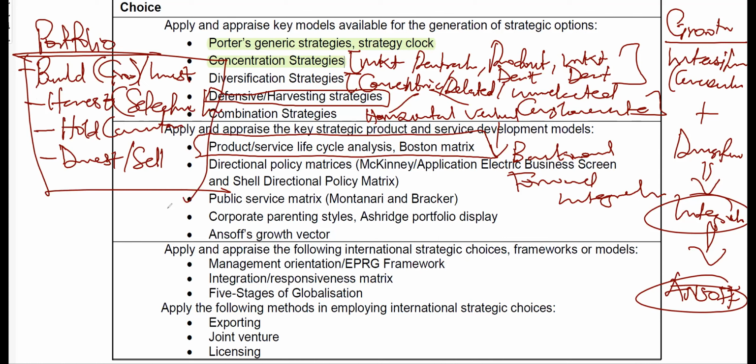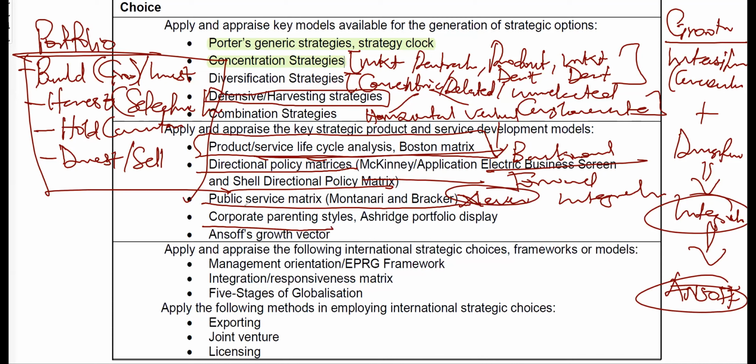And there are major portfolio matrices you have to understand before you sit the paper. One is the Boston Consulting Group matrix, and then the product lifecycle matrix, the directional policy matrix, that's McKinsey and the electric business screen, the Shell directional policy matrix, the public service matrix. This has never been examined because they've never brought a public sector entity yet. Then we look at how to manage these portfolios as a corporate parent. So corporate parenting styles, then the asset portfolio display, or what we call the corporate parenting matrix. You get it?